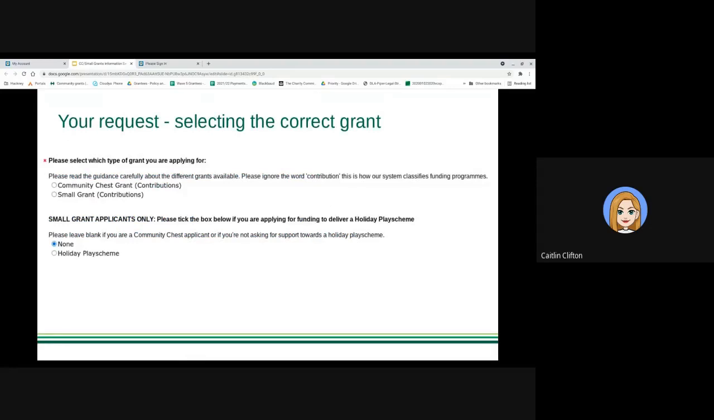So the first thing that I want to ensure that everyone does properly is that you select the correct grant. That's really important, because if you select the wrong grant, for example, if you selected a community chest grant here and then also a holiday play scheme, that would not be eligible, because as we've already established, you can't apply for a community chest grant and a holiday play scheme. Just like if you applied for a community chest grant and your budget at the end of the application was for more than £1,000, and maybe you accidentally clicked that and you were meant to do small grants. If you did that, one would be ineligible and one would be eligible. So let's make sure that happens properly.